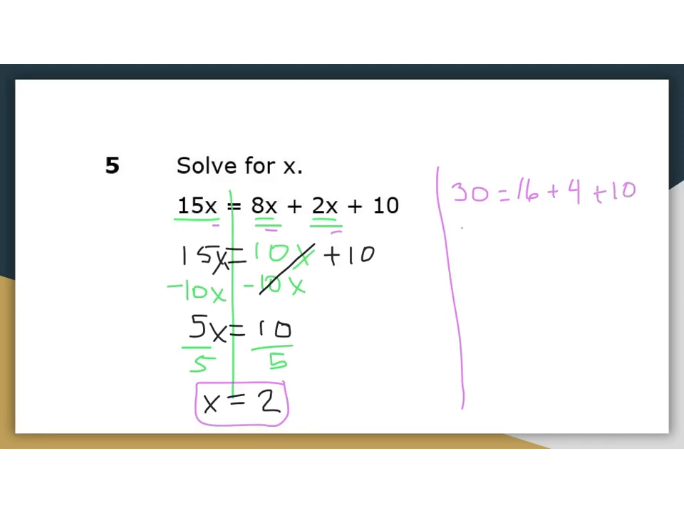Then we got to combine our constants here on the right. 16 plus 4 comes out to 20. Still got to add that 10. And then that leaves us with 30 equals 20 plus 10 is 30 as well. So we are left with a true statement, which means this is correct.